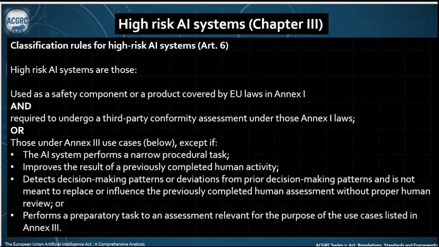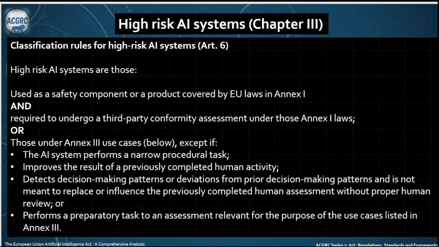It could also be that the AI system improves the result of a previously completed human task. That is, there was a human intervention in the overall process. There was an output which has been done or taken. That output forms the input to an AI system, and the AI system improves the accuracy maybe or the quality of it. Then it is likely that it won't be considered as a high risk AI system.